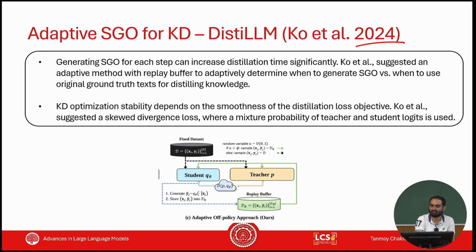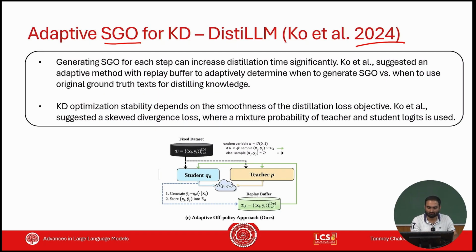So, in DistiLLM, the recent paper with adaptive SGO, self-generated output, they said that, as you rightly mentioned, we need both the ground truth and the teacher's and the student's response, right? From the ground truth, the student gradually learns what to articulate. From the student's response, if we minimize the student's response and the teacher's response, the student model will learn how to mimic a teacher model. So both these things are needed.